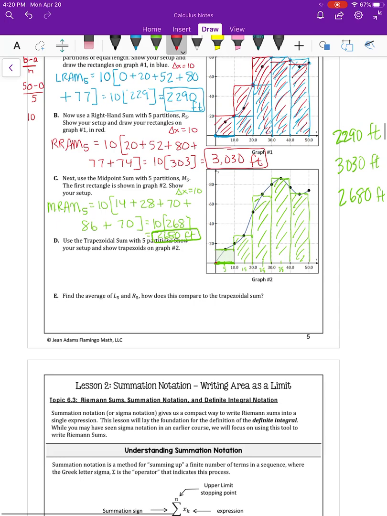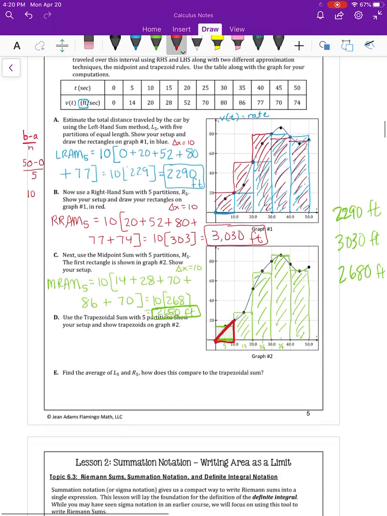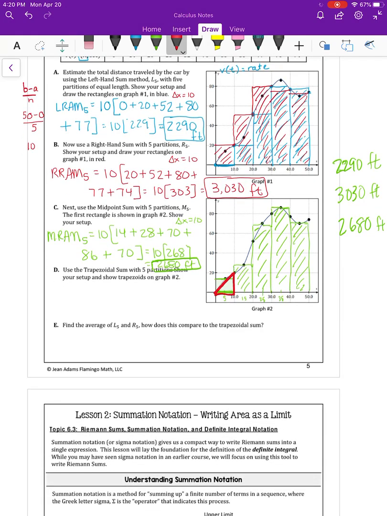So now use the trapezoidal sum with 5 partitions. Show your setup and show trapezoids on graph number 2. So I'm going to use a different color here. I'm going to use a pink or a red. Maybe I'll use red. And what you would do here is you still use your L and your R, only you are connecting them like that, like a trapezoid.